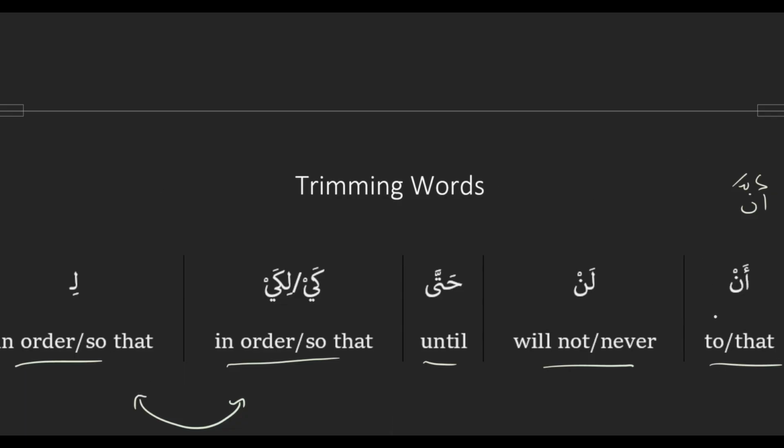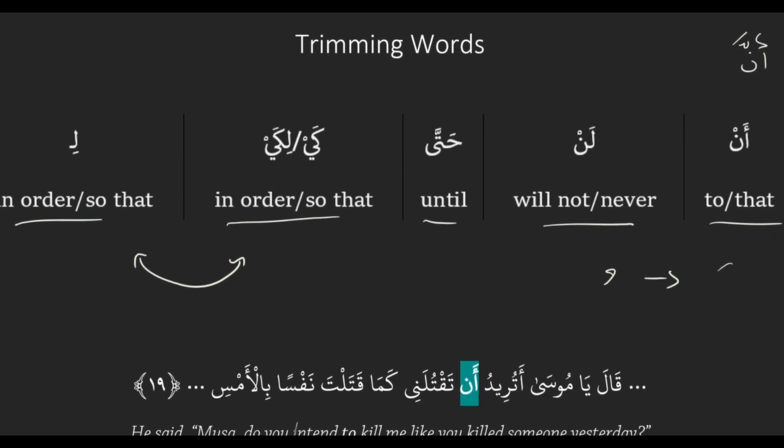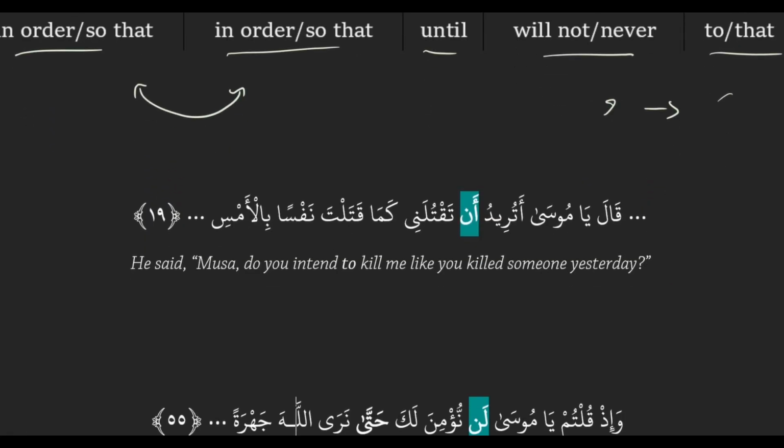And if you see one of these words coming before a present tense, that present tense will be trimmed. And when we say trimmed, we mean that a u will become a, or the noon will drop, and then in the case of the feminine plural, it'll stay the same. So some examples here.